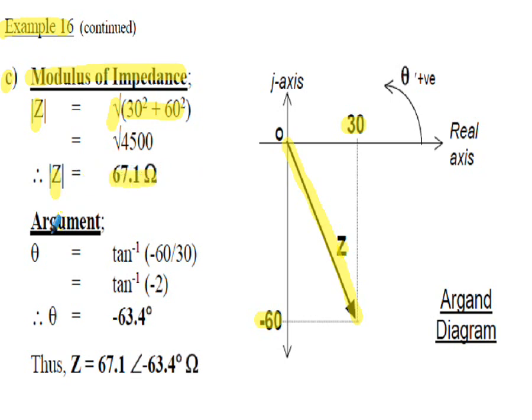And to find the argument, angle theta, in this case it will be a negative angle theta. I can use this angle theta in here, which will be in the negative direction from the real axis. So theta is tan to the minus 1 of negative 60 divided by 30. So theta, the argument, is negative 63.4 degrees. So in polar form, our impedance Z is 67.1, argument negative 63.4 degrees ohms.